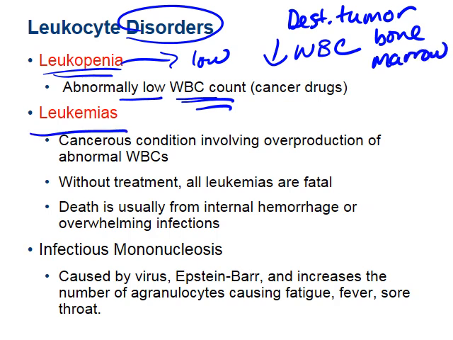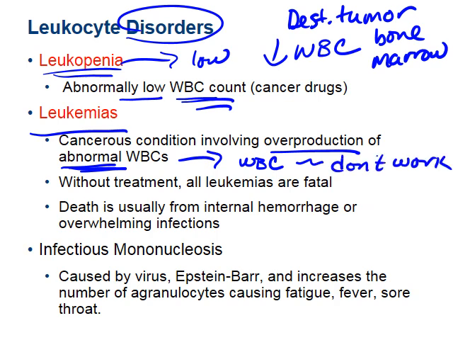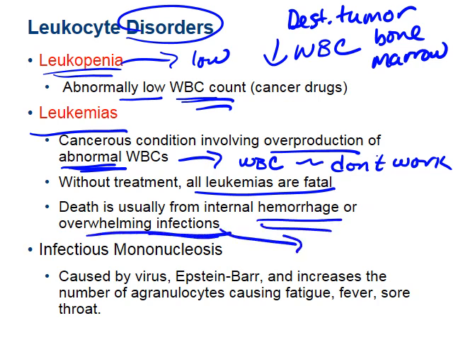You can have leukemias. So this is where you have an overproduction of abnormal white blood cells, but they don't really work. They're abnormal. Without treatment, they're fatal. It's usually going to cause some sort of hemorrhaging, or since they don't work, you're going to have increased infection.